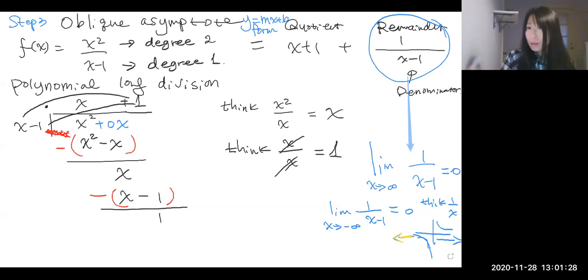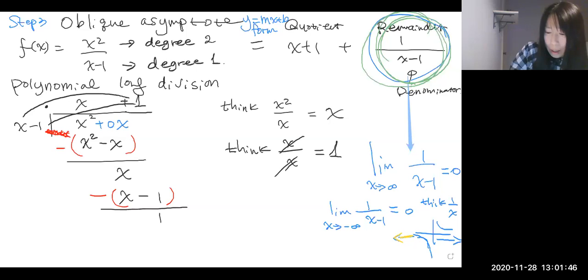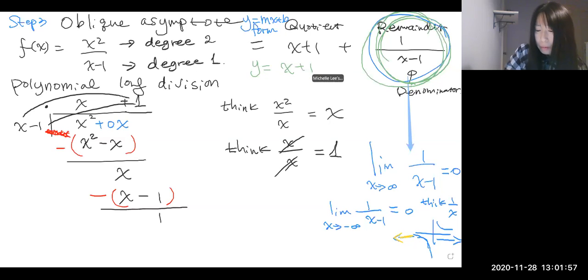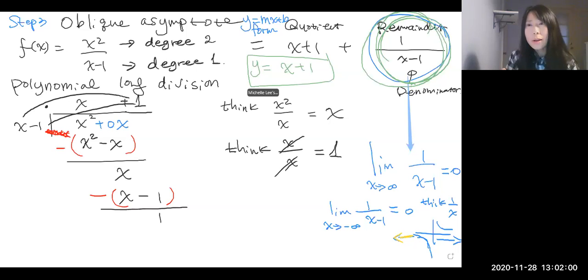So we have this term, I'm circling here. This is 0. So this will be y = x + 1, the oblique asymptote. This is a straight line, a dotted line, right? We know how to draw that. Okay, x + 1. Now, let's move on.